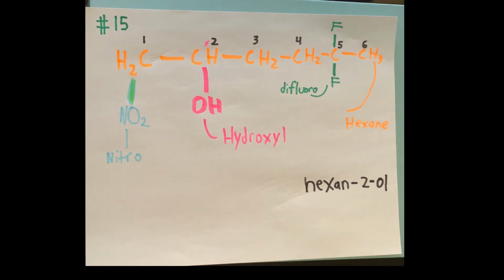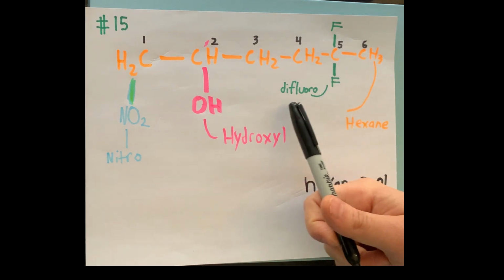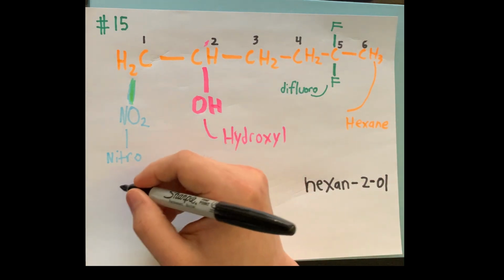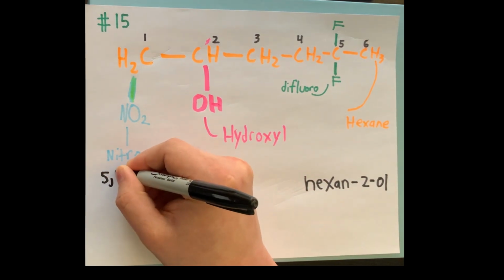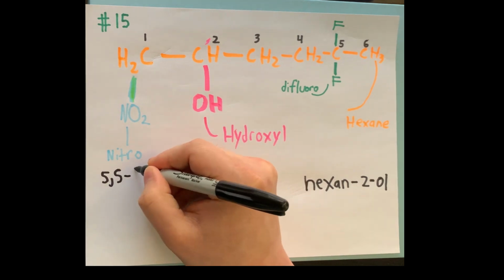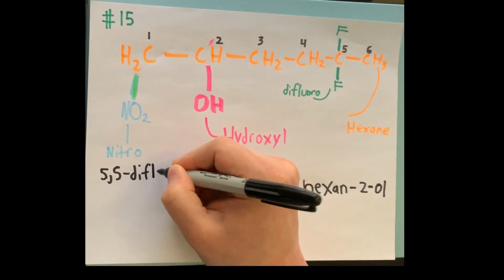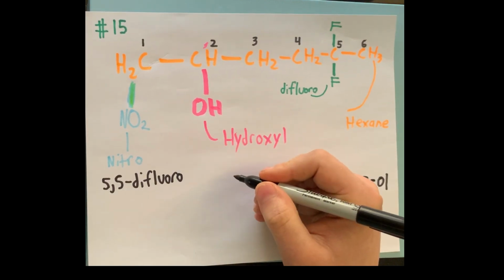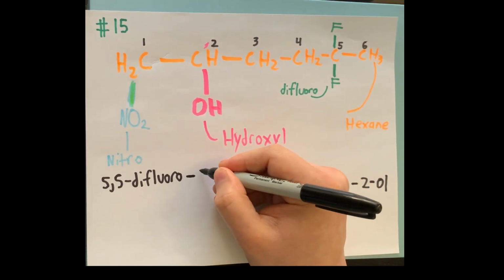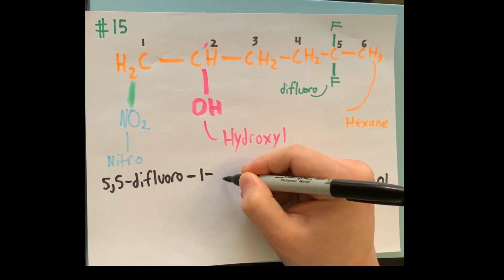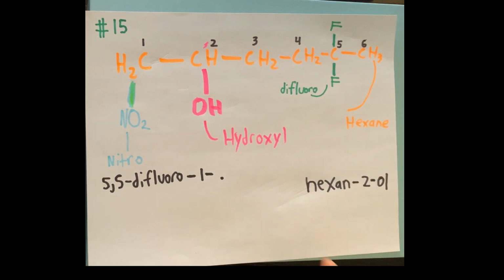Now we need to prioritize the functional groups alphabetically. So we're going to move on to focus on the fluorine atoms, plural, and the nitro group. So it's 1 nitro as the prefix, and it's 5 difluoro, but F alphabetically comes before N, so it's going to be 5,5, because there's two of them, difluoro. Then we tackle our nitro group, 1 dash nitro.